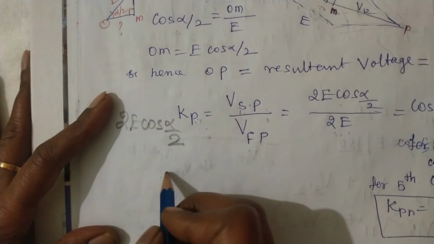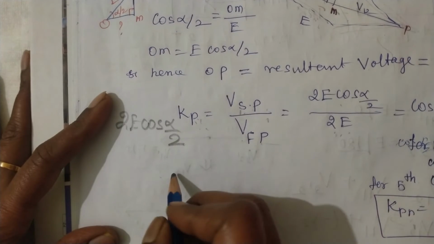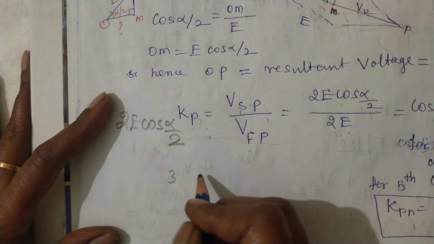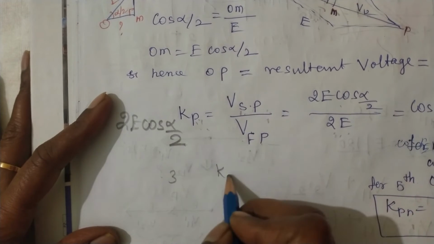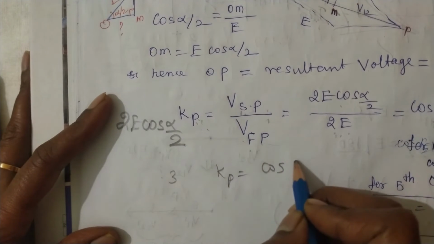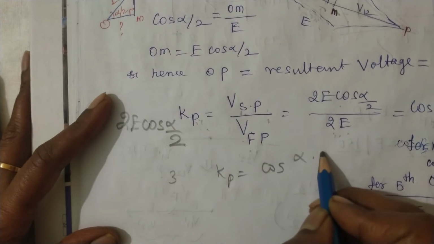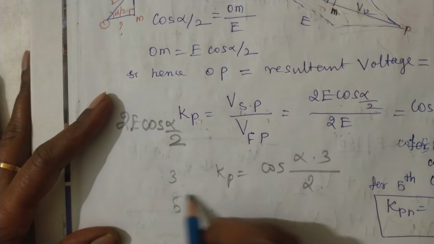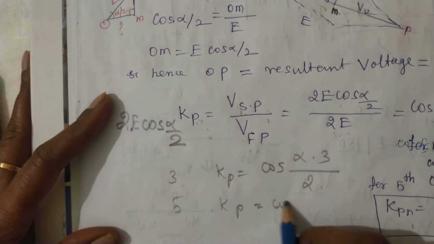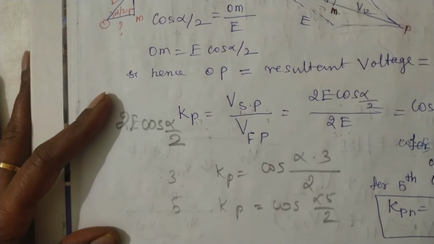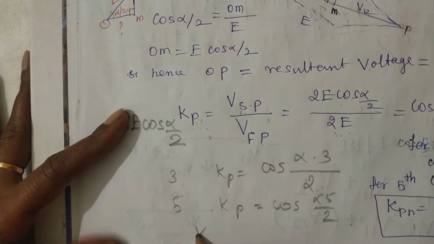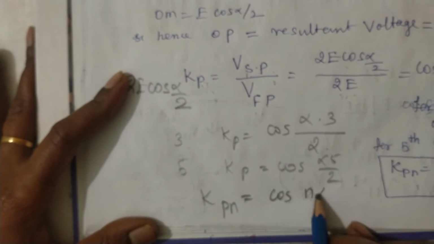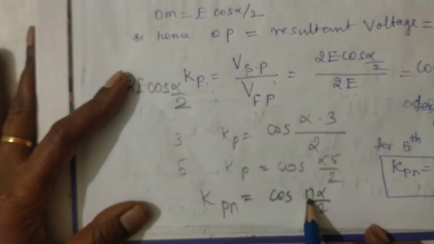Okay, but you have to assume there may be several harmonics. If third order harmonics are there in the machine, then our pitch factor will become Kp equal to cos alpha multiplied with the third order number, divided by 2. In case of fifth order harmonics, Kp will become cos 5 alpha divided by 2. So in general you can write Kpn equal to cos n alpha by 2. Alpha is multiplied with the n.